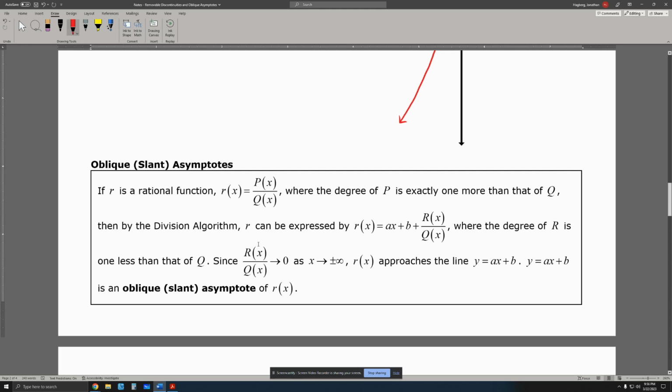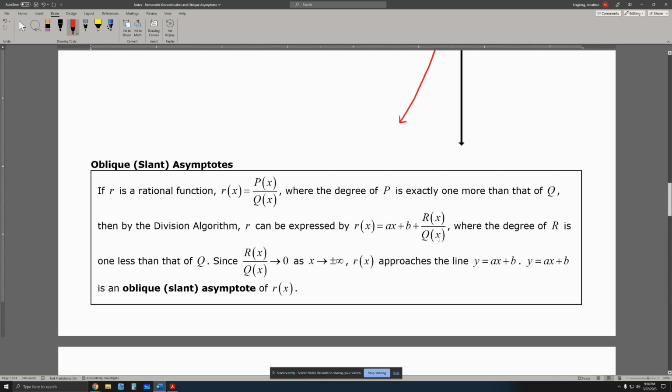Okay? Because that ratio of the remainder and divisor approaches 0 as x approaches positive or negative infinity, right? That's because the degree is one less. It's bottom heavy, and the behavior is it's approaching y equals 0. As we grow really, really large in x in both the positive and negative direction, this quantity here is going to be pretty negligible. It's approaching 0.